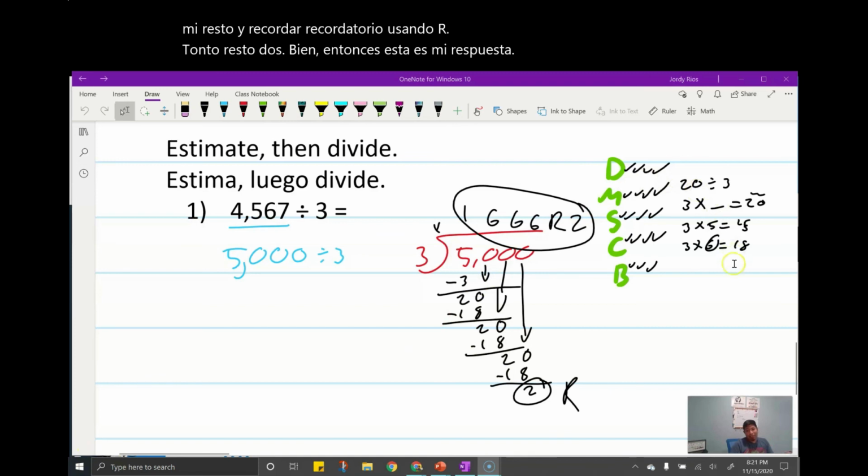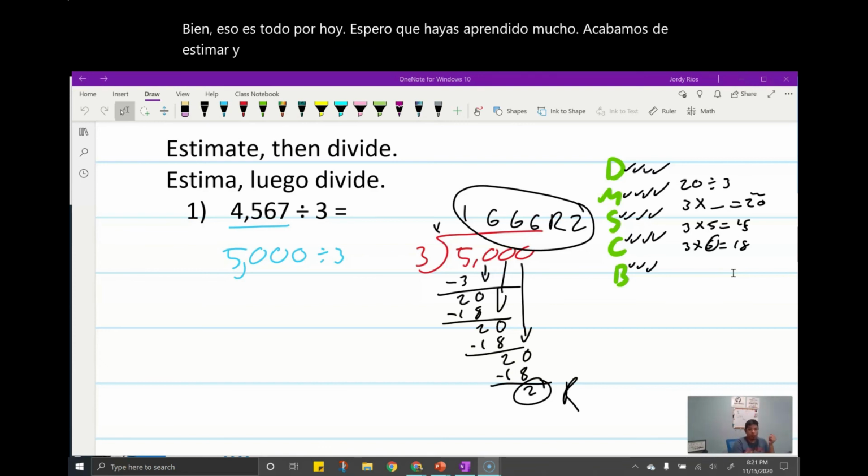Alright, that is it for today. I hope you learned a lot. Remember, we just estimated, and that was much easier to do than doing all these numbers at the same time, right? So that's what estimation is. It's a lot of fun.